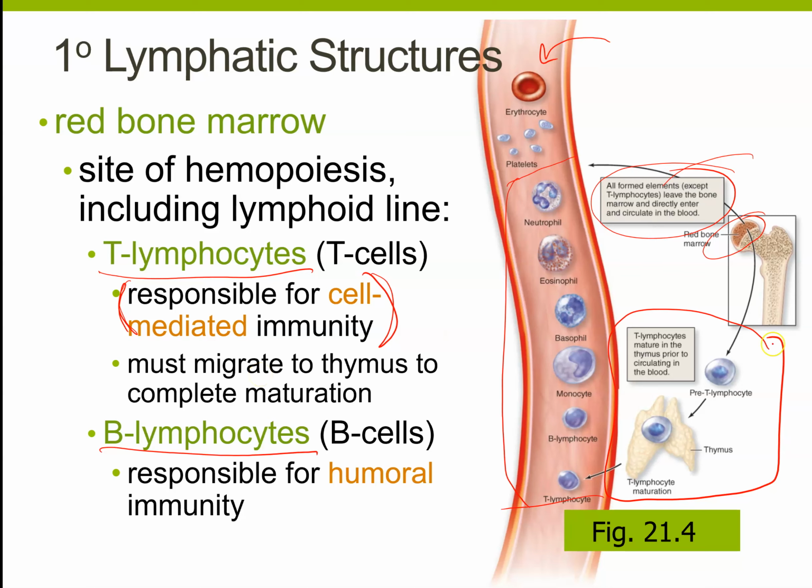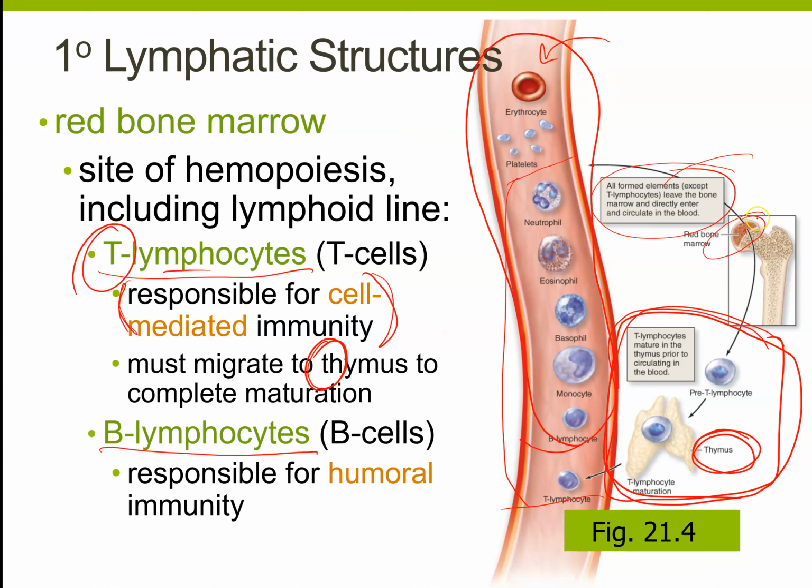These are the cells here that are going to have to migrate to your thymus in order to mature. That's actually how they get their name, T cells for thymus. And we say T cells just as an abbreviation of T lymphocytes. And then the B cells, along with all these other cells, are going to be made in the red bone marrow and mature in the red bone marrow. So that's where the B comes from, is that they mature in the bone marrow.